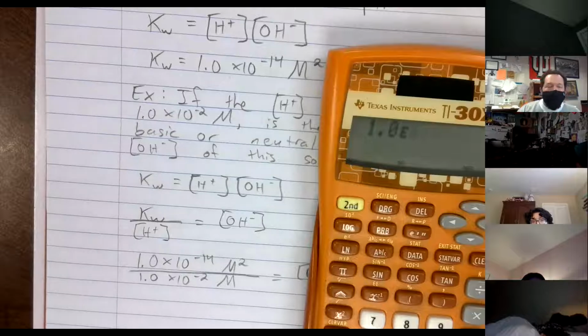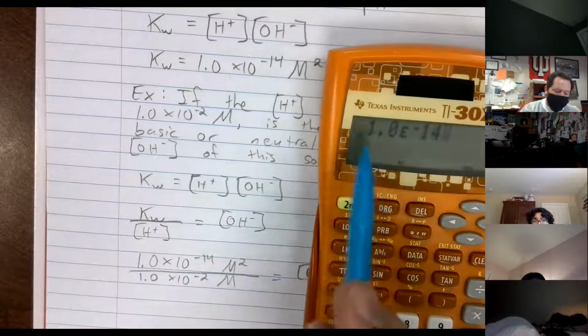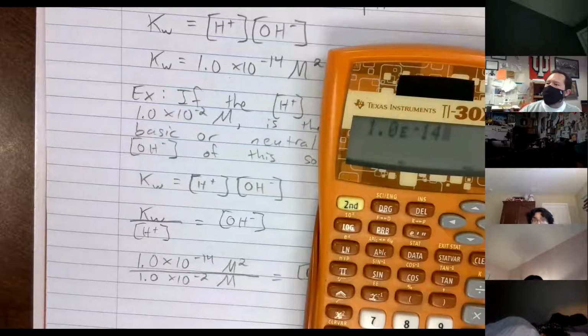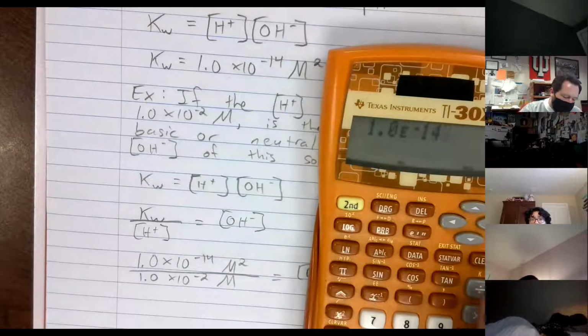So I just hit like 4 different numbers right there. Times, 1, 0, caret. And now I just put negative 14. So 1.0, big E negative 14. There's no times symbol. There's no 10. It's saving keystrokes.